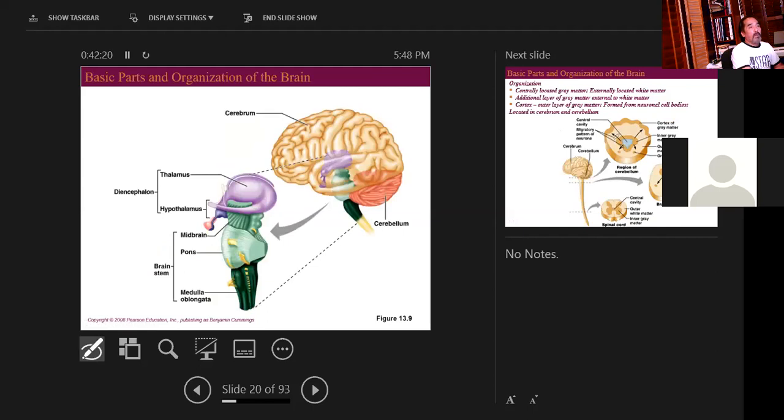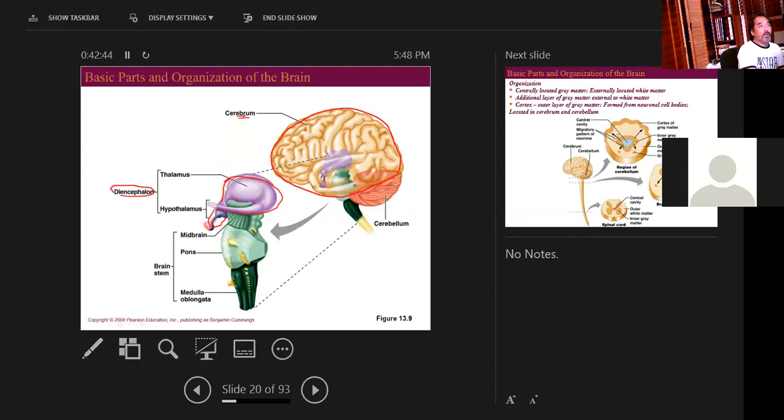All this thing that looks like a cauliflower structure, that is called the cerebrum. And then this part here, that's all purple, okay? All of this is going to be called the diencephalon. And it's actually divided into three parts, just as the cerebrum is also divided into parts.